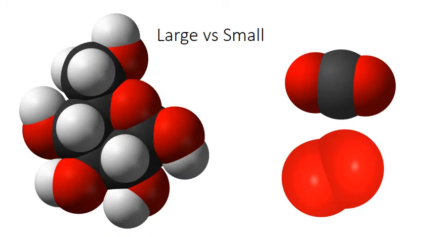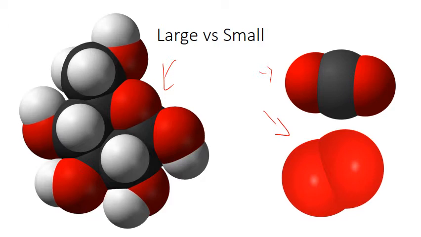Another thing that influences how things are able to cross the membrane is the size of them. So if we look at something that's quite large, like what we have on the left-hand side over here, versus some things that are quite small, like oxygen or carbon dioxide, the smaller that something is, the easier it is for it to pass across the membrane. The bigger that something is, the more difficult that task then becomes.